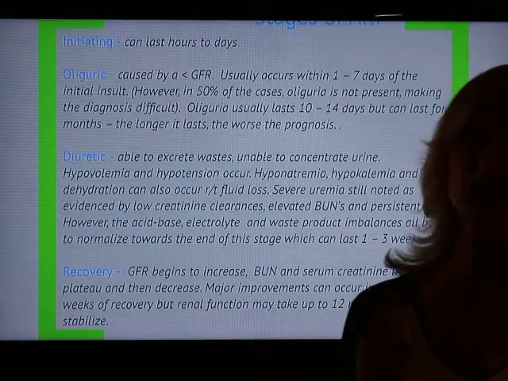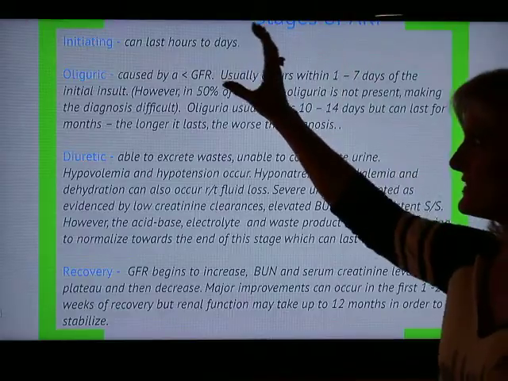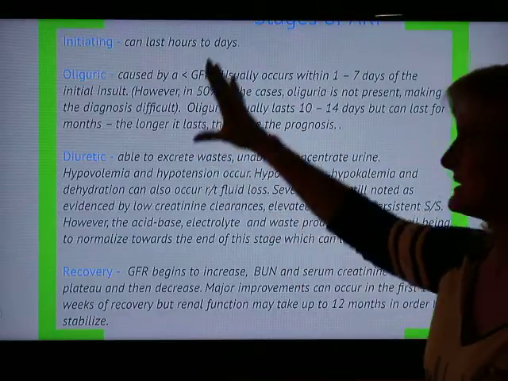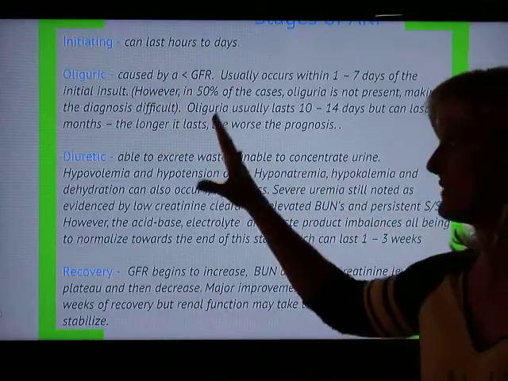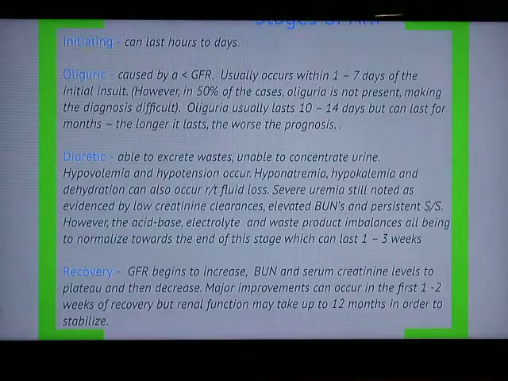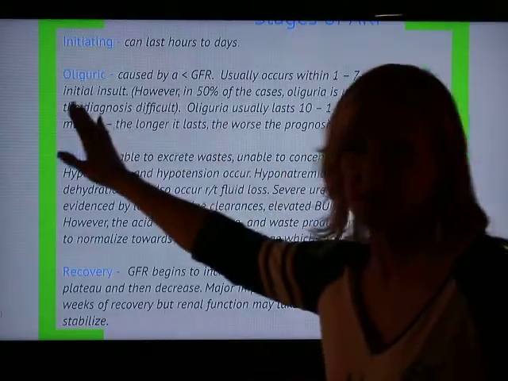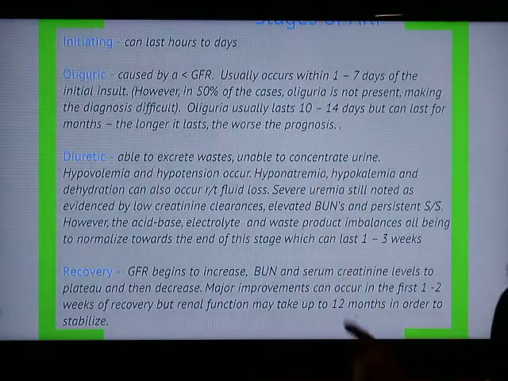Now, the thing to remember with acute renal failure, this is different than chronic renal failure, is the nursing responsibilities in the patient who's in an oliguric phase is completely opposite than when they are in the diuretic phase. So you need to understand the pathophysiology. So in the oliguric phase, this is caused by a reduction in the glomerular filtration rate.